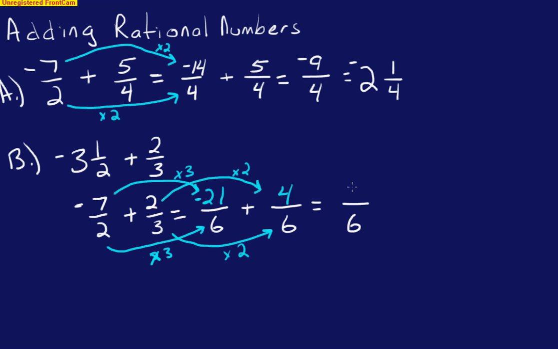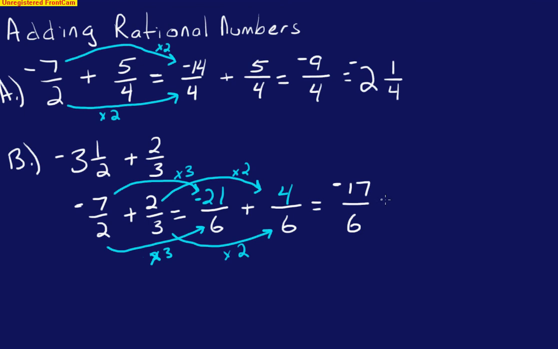So that's going to give us a 17. Okay, and we look at the numbers, not the signs. We have a 4 over here and a 21 over here. The 21 is bigger, so we keep its sign, so that is a negative. So we've got a negative 17 over 6.